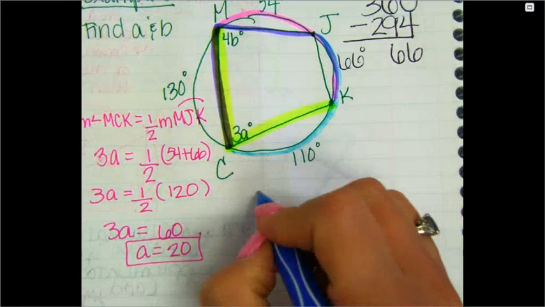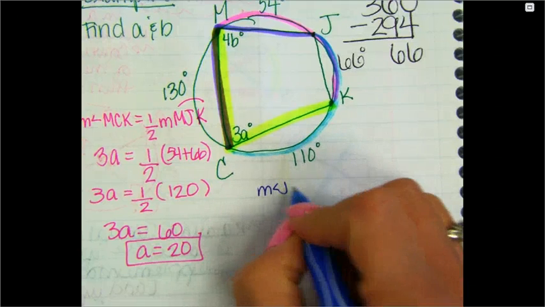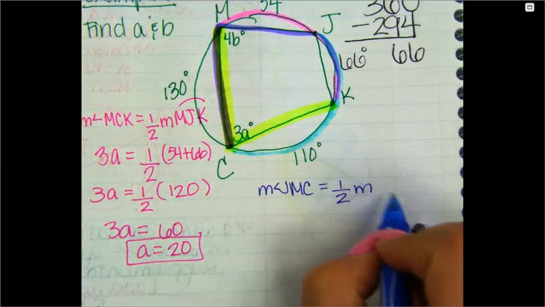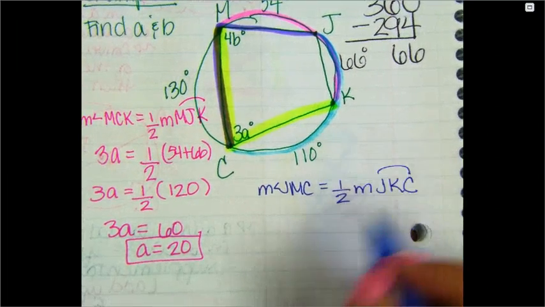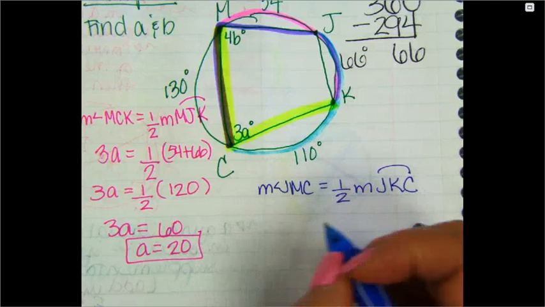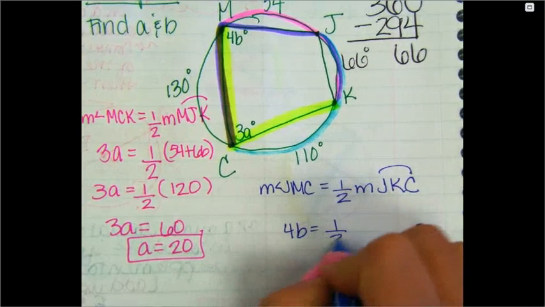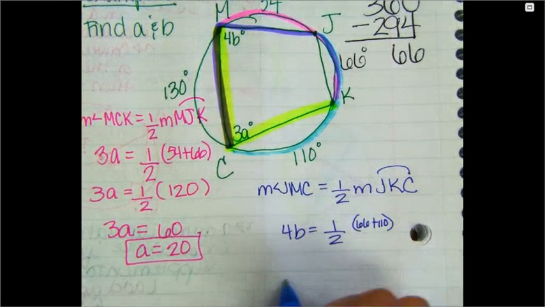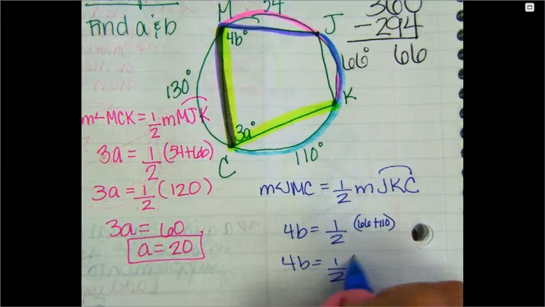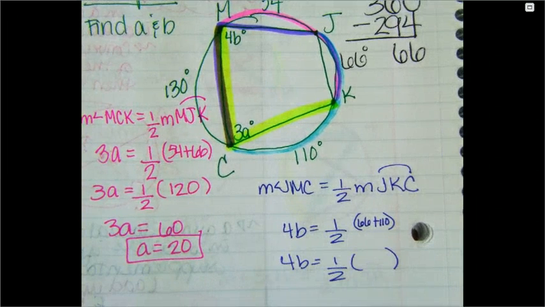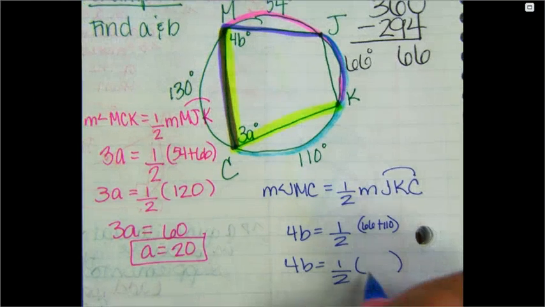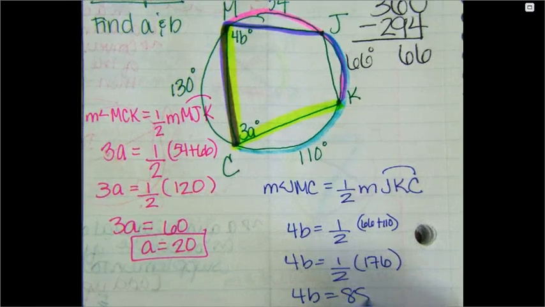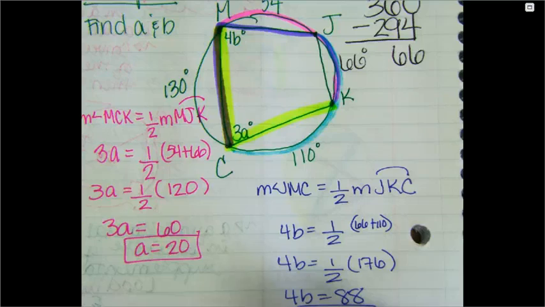Good. I'm going to start off with the measure of angle. What's the angle again? JMC equals 1/2 the measure of the arc. What's the arc we're looking at? JKC. Okay, what's the measure of angle JMC? 4B equals 1/2 times 66 plus 110. I kind of squeezed that in there. So 4B equals 1/2 times, what's that add? 76? Sorry, I heard two different answers. So I get 4B equals how much? 88, and B equals, who's right?